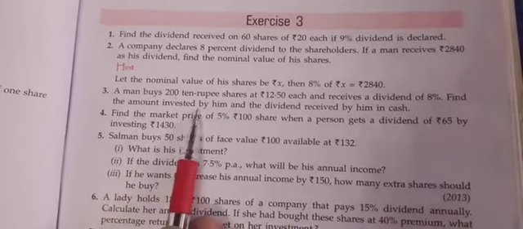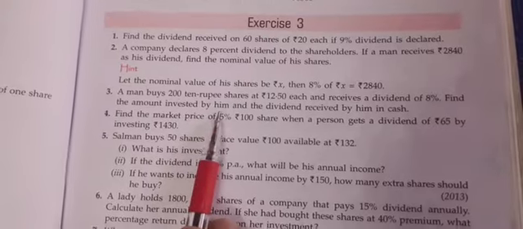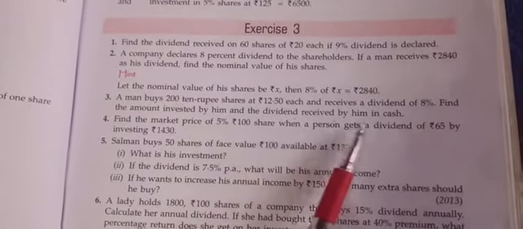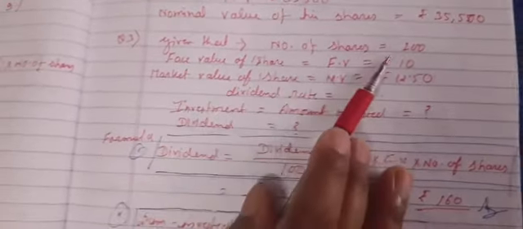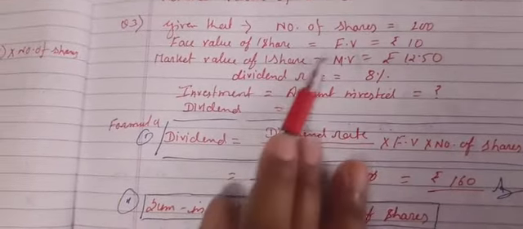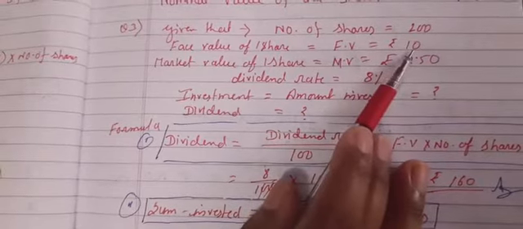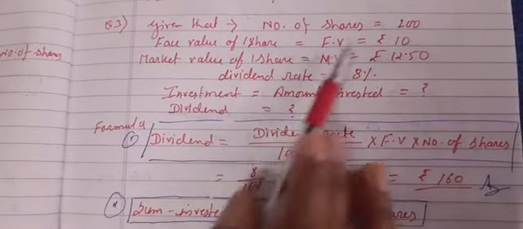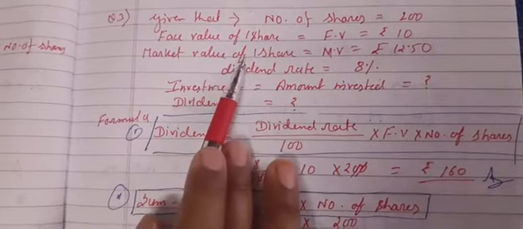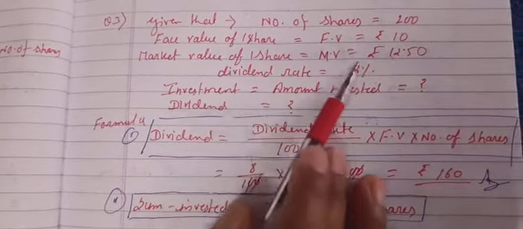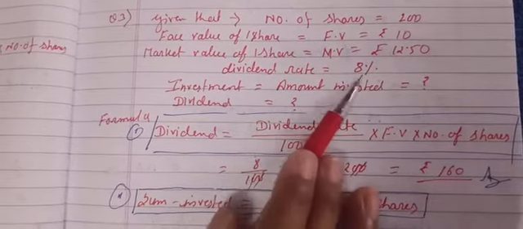Find the amount invested by him, means total investment we have to find out, and dividend received by him in cash. So let's see how we'll solve the sum. First of all, I have noted all the things whatever is given. Number of shares is 200. Face value of one share is rupees 10. Total number of shares is 200. Each share face value is rupees 10, and market value MV is equal to rupees 12.50. Dividend rate is 8%, as it is, I have copied from the question.